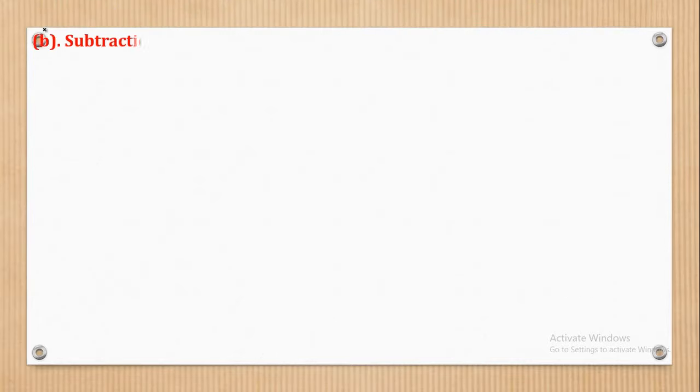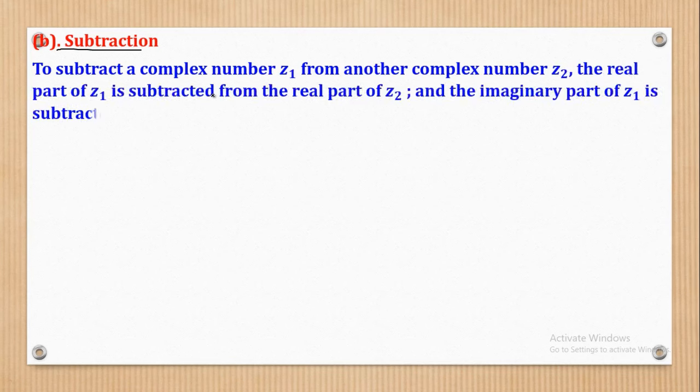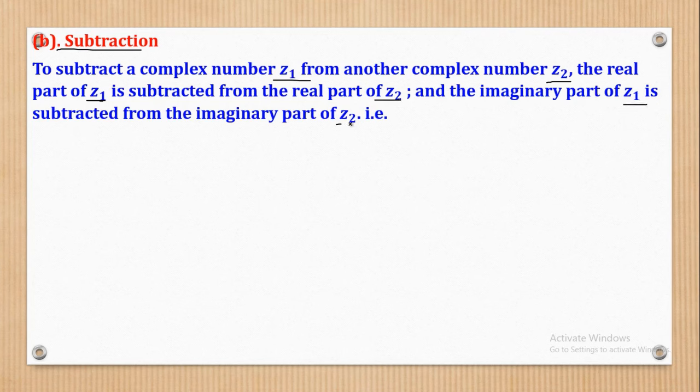So that was addition. What about subtraction? To subtract two complex numbers is somewhat similar to addition. You do the real part alone and also the imaginary part alone. When I want to subtract z1 from another complex number z2, it means that the real part of z1 is subtracted from the real part of z2, and the imaginary part of z1 is subtracted from the imaginary part of z2.